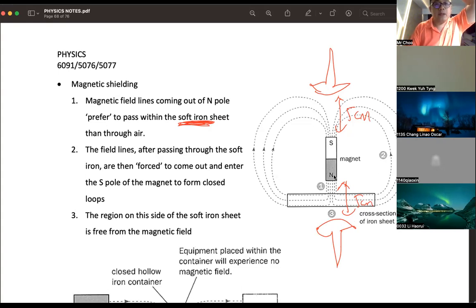Is that clear? Why? Because the magnetic field coming out from north will go through this shield and then get out.